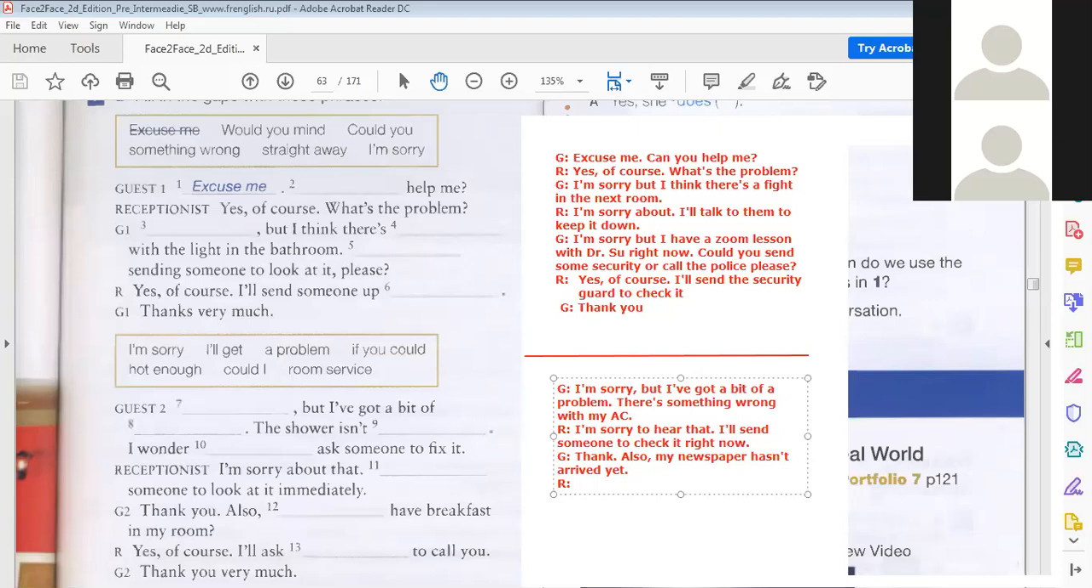Or we can also add a request. We can say, could you send me someone to get it, right? Correct. And what is the receptionist going to say? Of course. I will try.